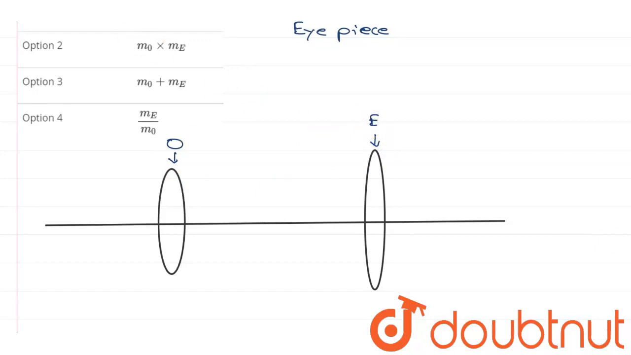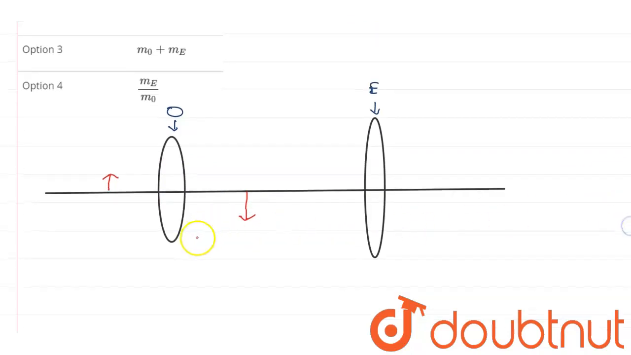So now what happens is when you place a very small object in front of the objective, it magnifies its image. And it magnifies its image by the factor of MO as given in the question. Now this image is treated as the object for the eyepiece. So this image further gets magnified by a factor of ME as given in the question.